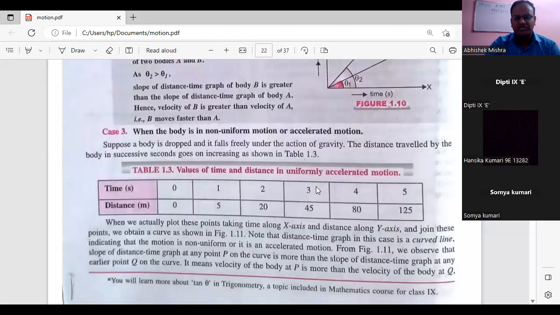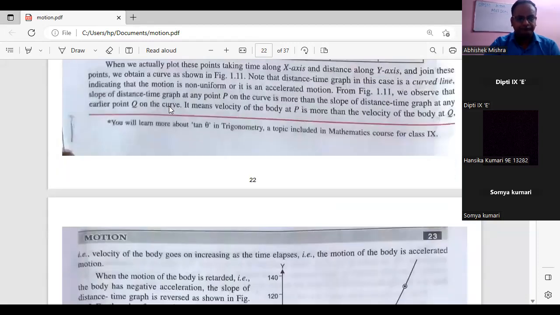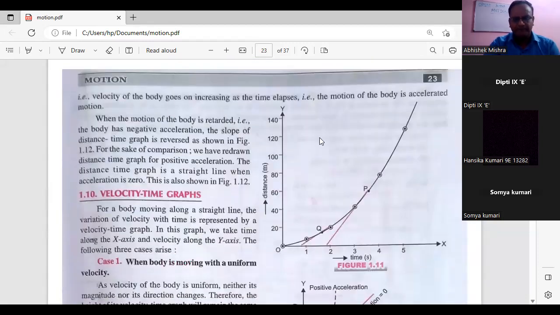Now see the data. Value of time and the distance in uniformly accelerated motion. Here you can see the data are depicted: 0, 1, 2, 3, 4 and 5 seconds, and the distance is also depicted: 0, 5, 20, then 45, 80 and 125. Now let us plot this. Let me use the graph data.